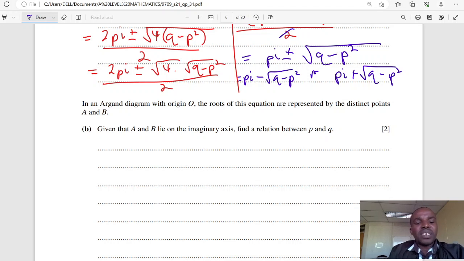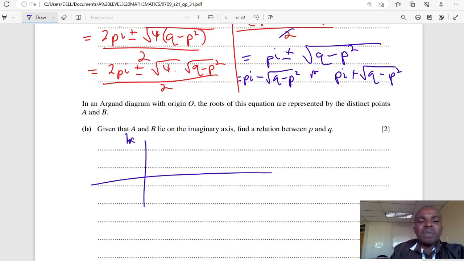Right, second part B. In an Argand diagram with origin O, the roots of this equation are represented by the distinct points A and B. Given that A and B lie on the imaginary axis, find the relationship between p and q. So on an Argand diagram, we have imaginary on the y axis, then real on the x axis. So they're saying these roots are two distinct points A and B. Given that A and B lie on the imaginary axis, find a relationship between p and q.